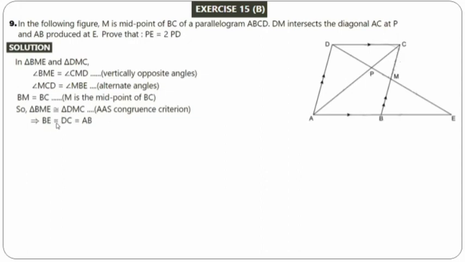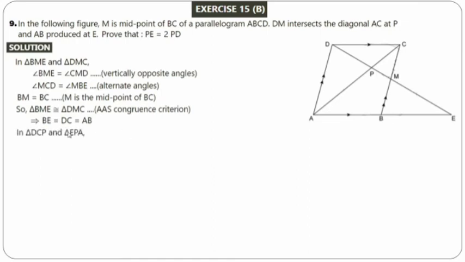Okay, so just wait a minute. So we have BE. So let's say where is BE? So BE is equal to, you know, DC. Okay, because they are congruent triangles, no? So the corresponding sides are equal. So BE will be equal to DC. Now you know that DC is equal to AB, isn't it? So that's what is written out here.